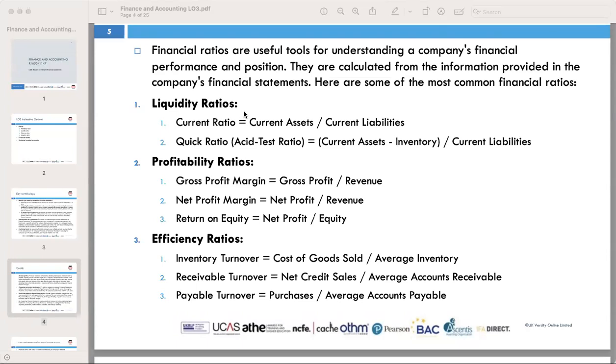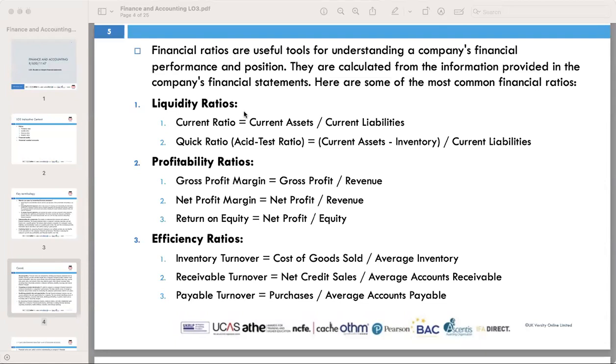Profitability ratios, gross profit margin. This ratio indicates how much profit a company generates from its revenue after deducting the cost of goods sold. It is calculated by dividing gross profit by revenue.